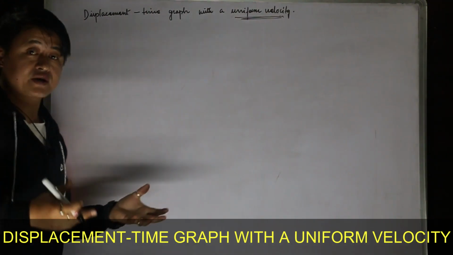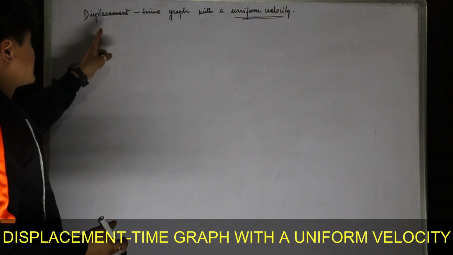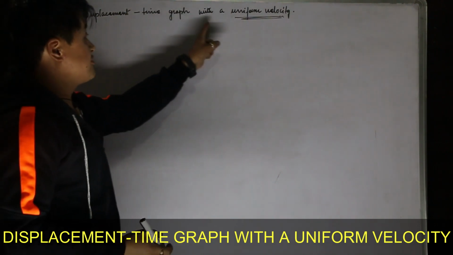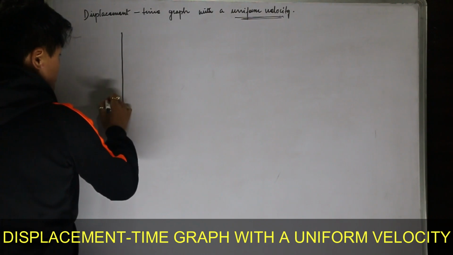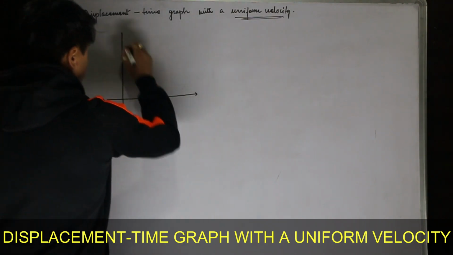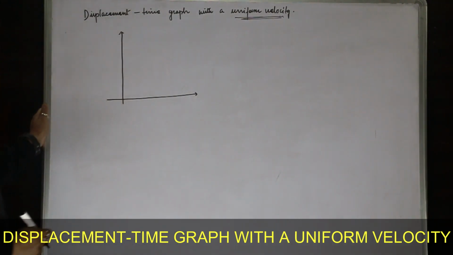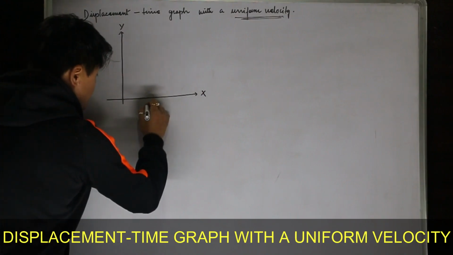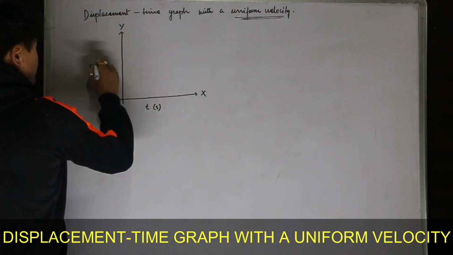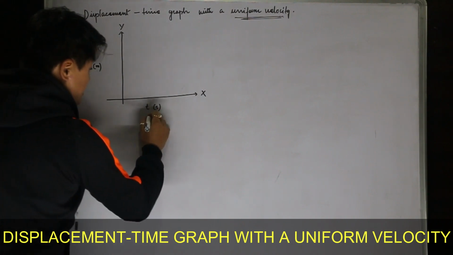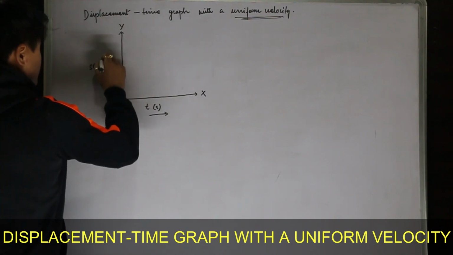To understand this clearly, let's take one more example for the displacement time graph with a uniform velocity. Here we will take a car moving with a uniform velocity. Along the x-axis we will take time, and along the y-axis we will take displacement, displacement in meters and time in seconds.